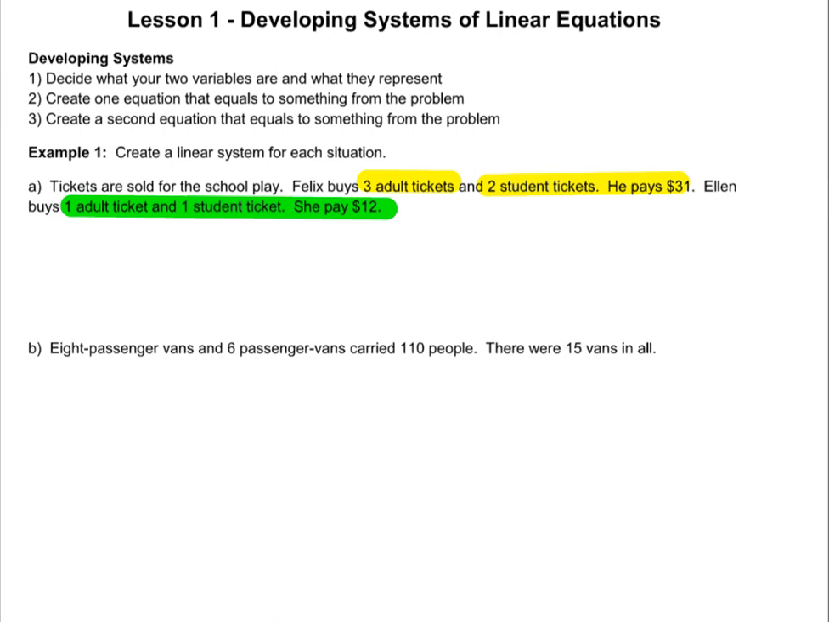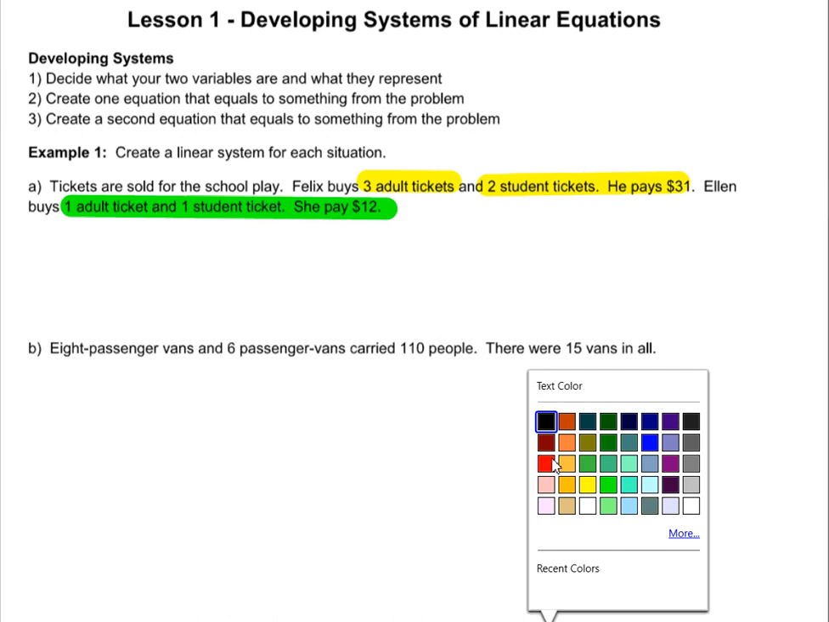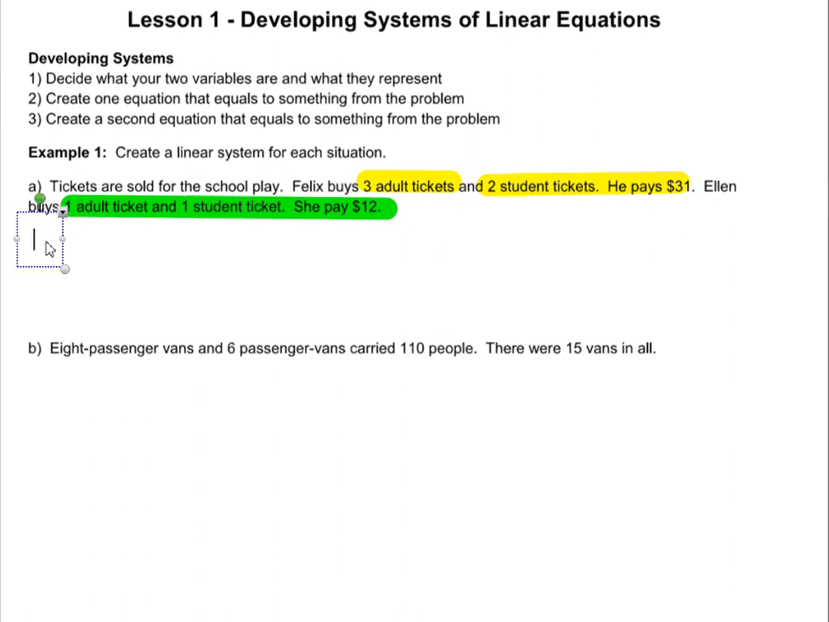So when we write let statements, we're talking about letting something equal something different. I always like to use let statements where the variables represent something in the problem. So in this case, I'm going to say let A equal the adult tickets, and we're going to say S equals student tickets. So now that we have those two things, we can write our two equations.